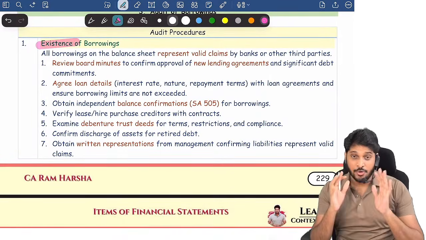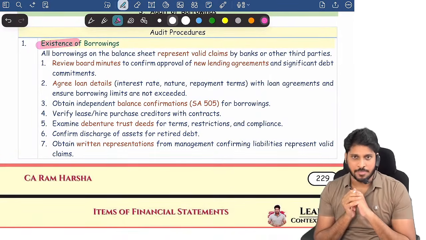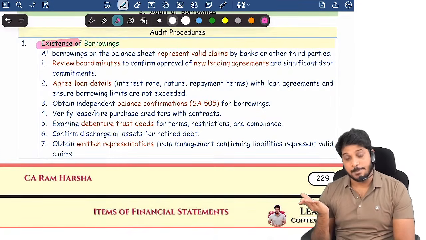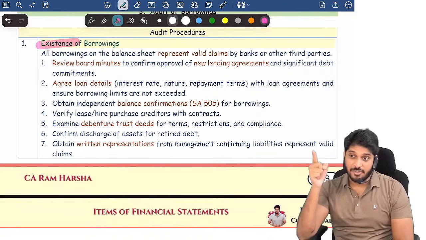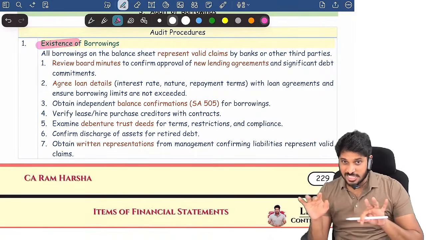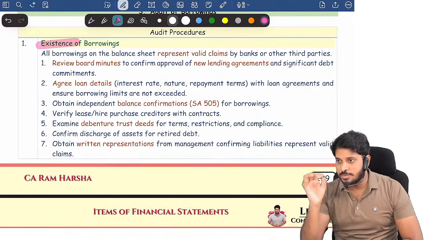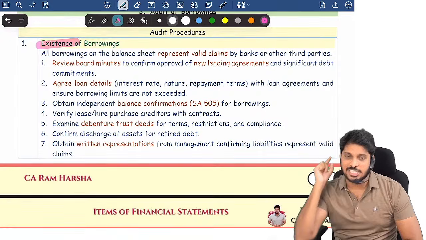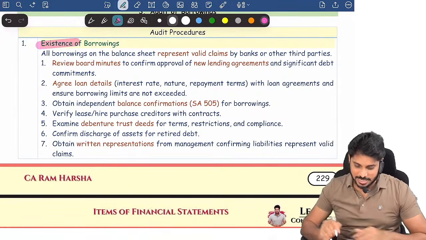First, how do you verify whether a borrowing is existing? Suppose the company has loans. How do you verify? First, ask the company what loans the company has borrowed. Get a confirmation from the banker. Download the loans and borrowings agreements. Look at those agreements. All this will give you evidence on the existence of borrowing. Yes or no? First, existence.